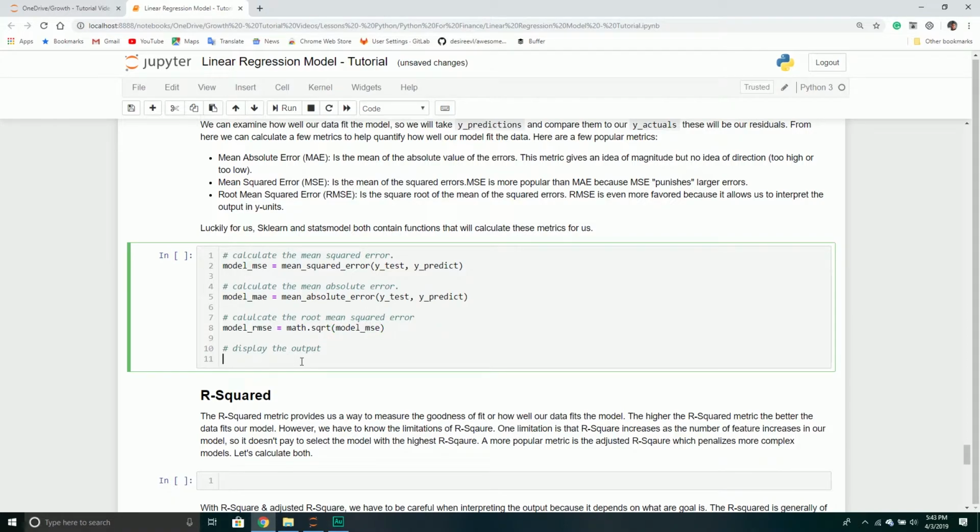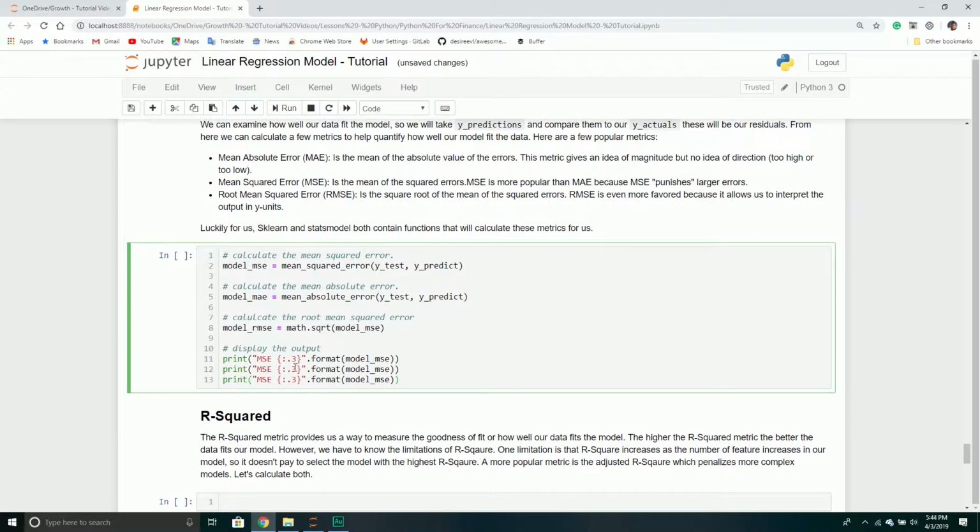And then we need to display the output. So we'll say print, MSE is equal to brackets, colon dot, and then we'll do 3. I think 3 is what the one needs to be. Format, and then model MSE. And then this will be MAE, and then this will be RMSE.